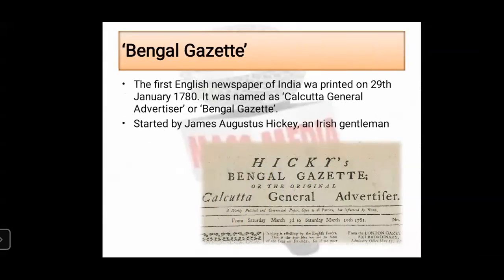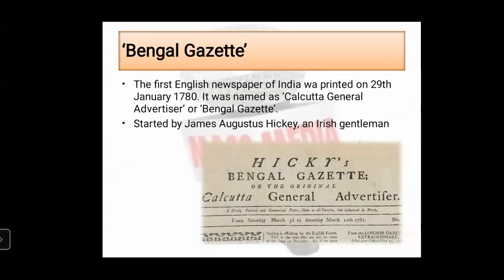Then we come to the Bengal Gazette, which was the first newspaper and was printed on 29th January 1780. Earlier, the name was Calcutta General Advertiser. Later on, it became the Bengal Gazette. By whom was it started? It was started by James Augustus Hickey. Who was he? He was an Irish gentleman.